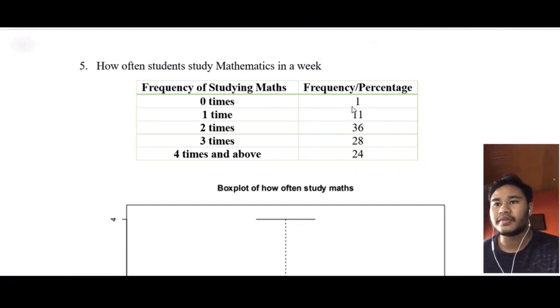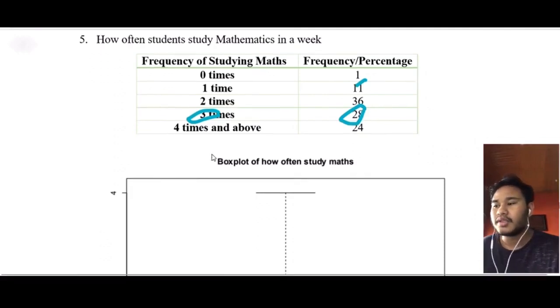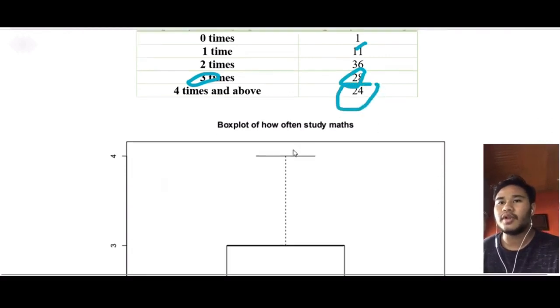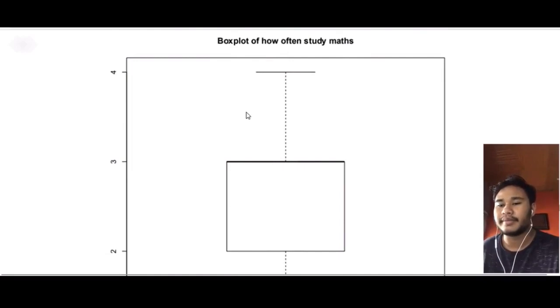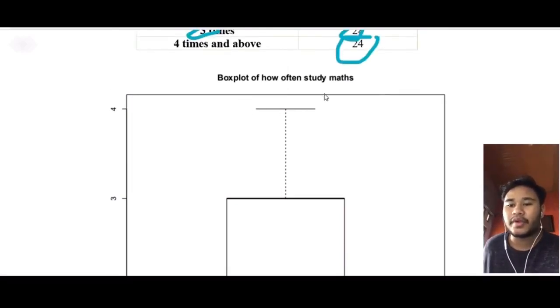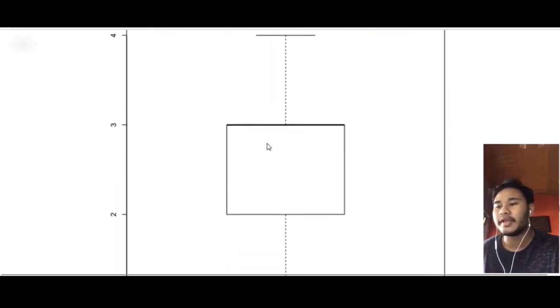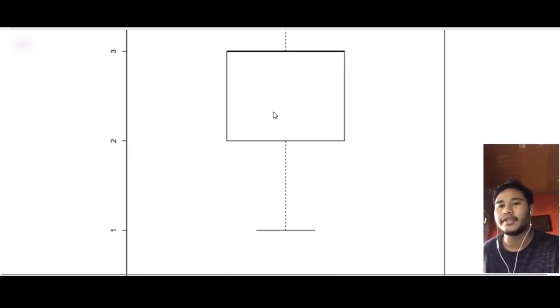This and 3 times 28%. So the 4 times and above 24%. This is the box plot for how often students study math. In this study, we can say that the majority of UTM students study two times a week in here.